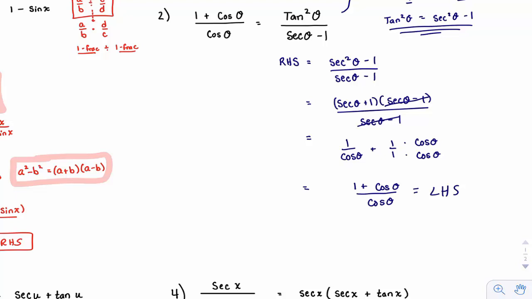So again, when you see a tangent squared, don't automatically make it sine squared over cosine squared. Or the same thing if you see a cotangent squared, or a secant squared, or a cosecant squared. Use your Pythagorean identities.